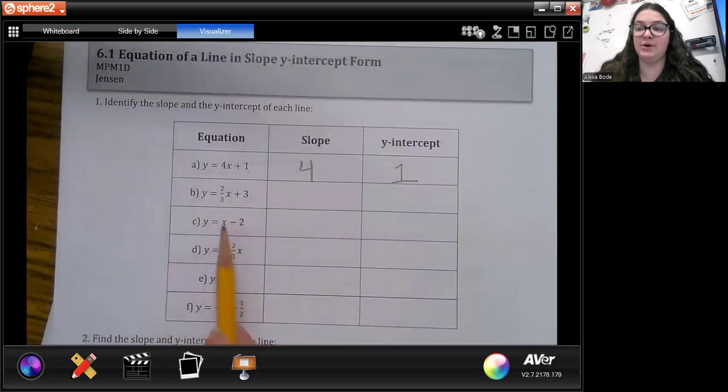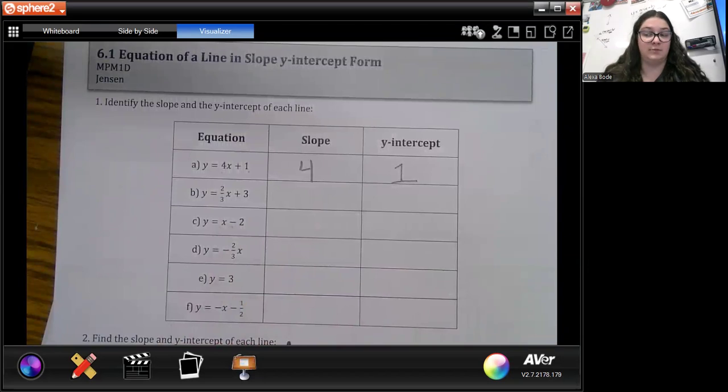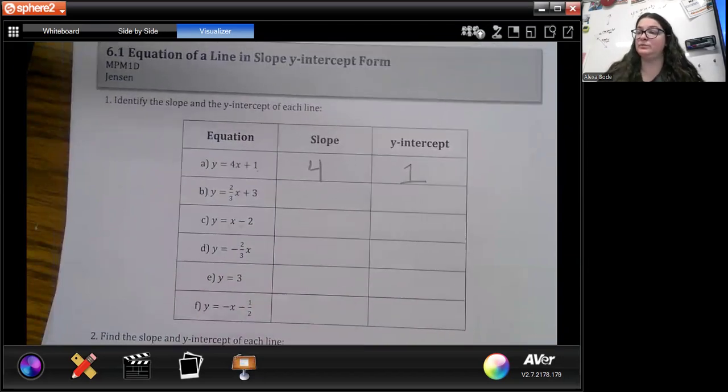If there is no number in front of x, that means that there's a 1 there, an imaginary hidden 1. Remember, if it's a subtraction sign, then it's a negative y-intercept. If there is no number being added on, then there's no y-intercept. If there is no x, then the slope is 0. Okay? I'll give you guys a second to fill this in.